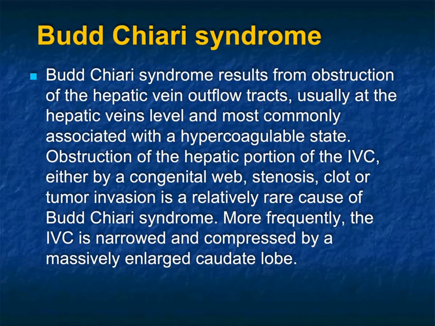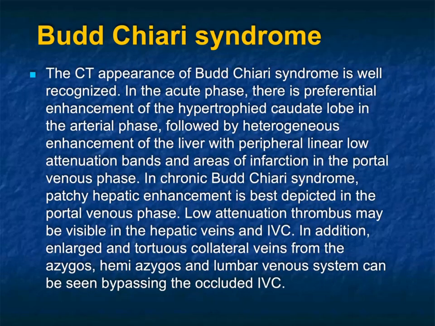It's uncommon. One of the things with the IVC, Budd-Chiari syndrome results from obstruction of the hepatic vein outflow tract, usually at the hepatic vein levels, and most commonly is associated with hypercoagulability states. Obstruction of the hepatic portion of the IVC, either by web, stenosis, or clot or tumor invasion, is a rare cause of Budd-Chiari syndrome, but it can occur. More frequently, the IVC is narrowed and compressed by a markedly enlarged caudate lobe.